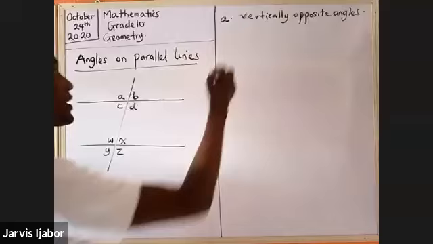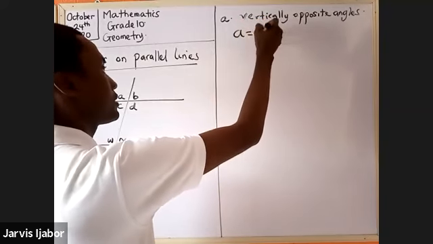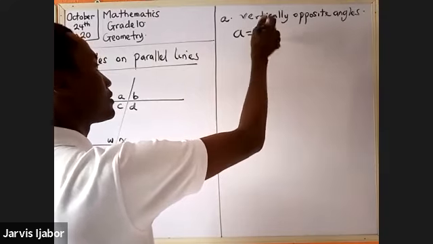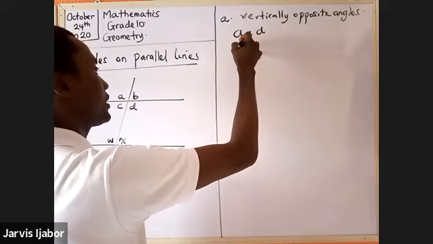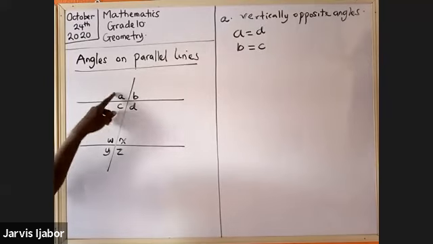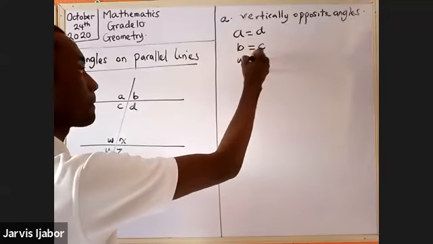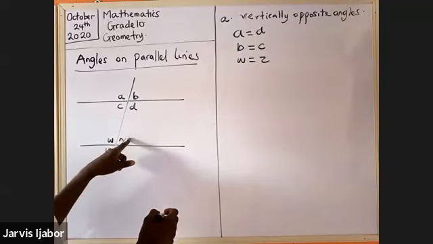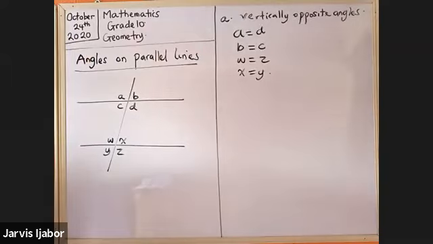You discover that A is equal to D, or B is equal to C. I'm trying to get out A is equal to D, B is equal to C, W is equal to Z, and X is equal to Y. Is that not so? That's the first thing we need to consider.